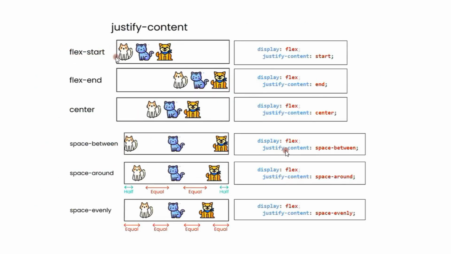In short, these are the justify content values, followed by this chart. If you don't remember them, download it.